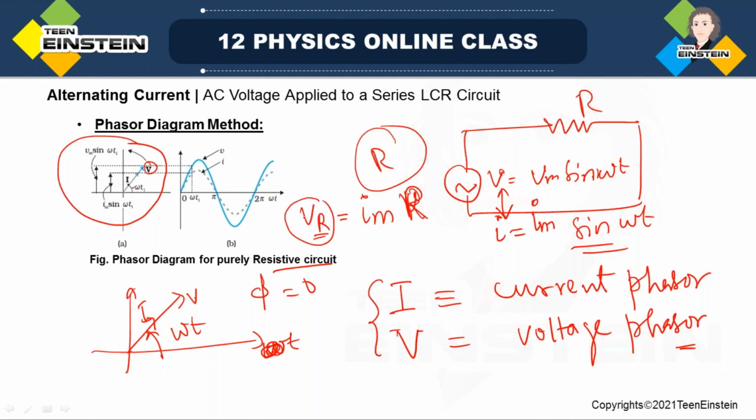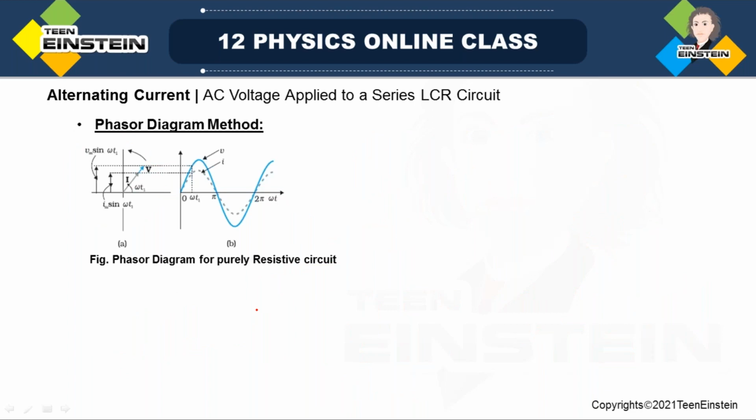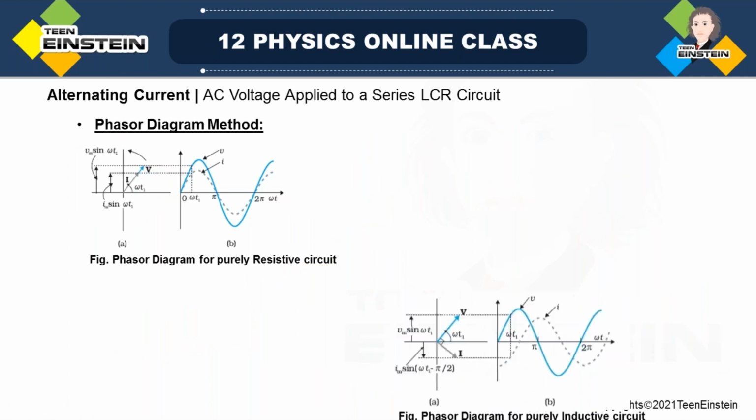That means the voltage drop across the resistor also has the same phase as the source voltage, or as the current. So if you draw it, this is V, the source voltage, and this is VR, the voltage drop across the resistor, also in the same direction. All right, now we have got the phasor diagram for a purely resistive circuit.